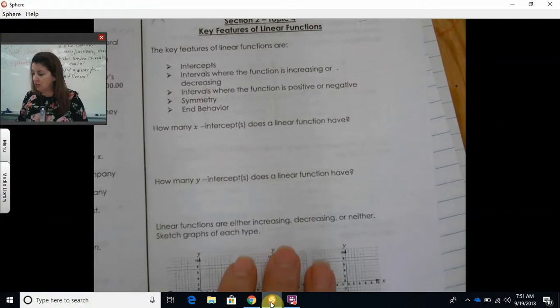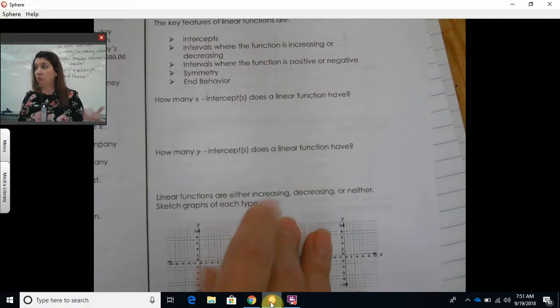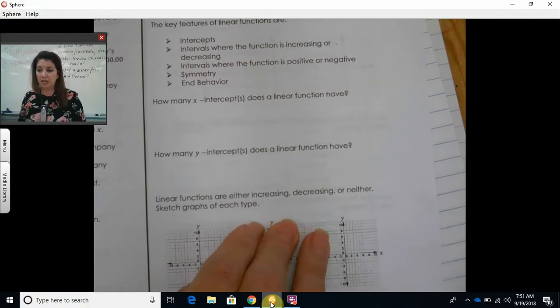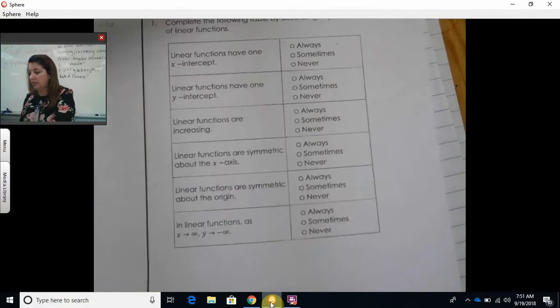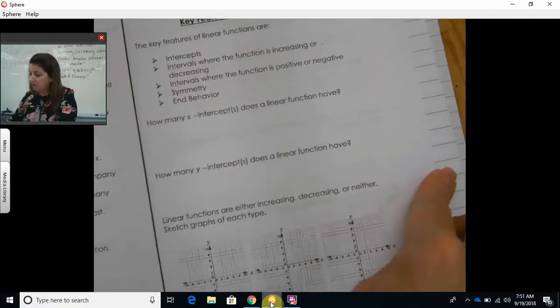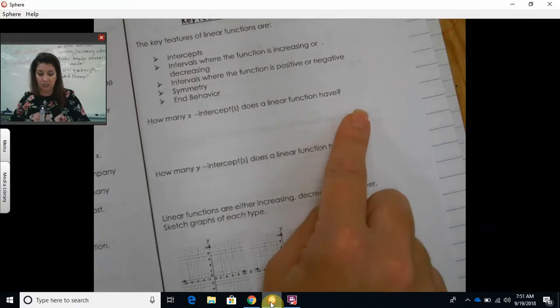Okay? So these notes are from Algebra Nation, but I'm going to teach them to you myself. If you need more of an explanation, go to Algebra Nation. You'll find these exact same notes, exact same lesson as I'm going to give you, just maybe explained in a different way. Okay? So on that first page, how many x-intercepts does a linear function have?